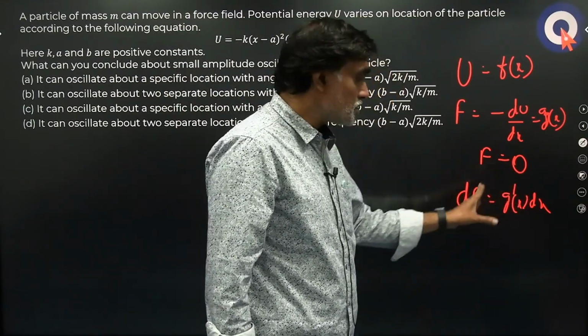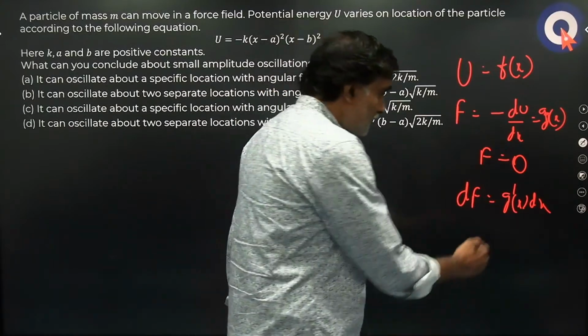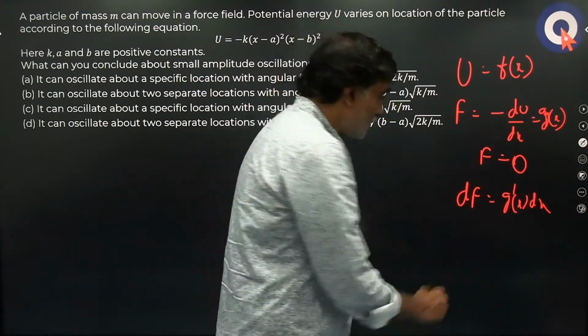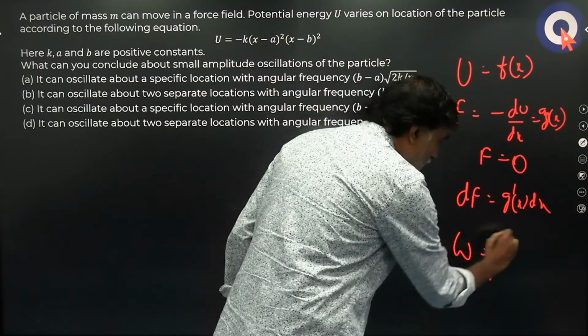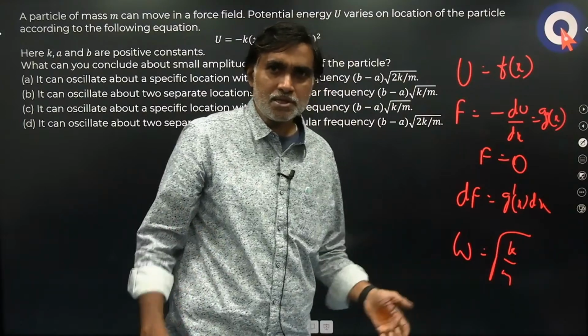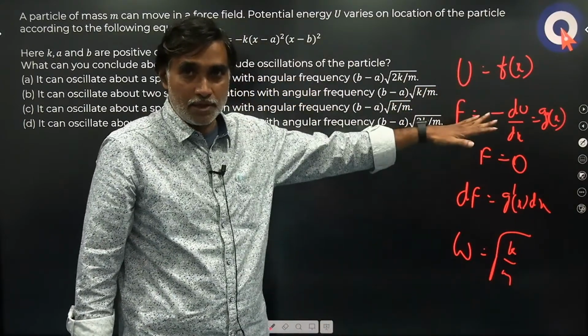So if you get coefficient of dx negative, then take that coefficient of dx at that point, which will be a constant. Then what is angular frequency? Root of coefficient of dx by m. That's how we can find. So you need not check whether it is stable or unstable by double differentiating.